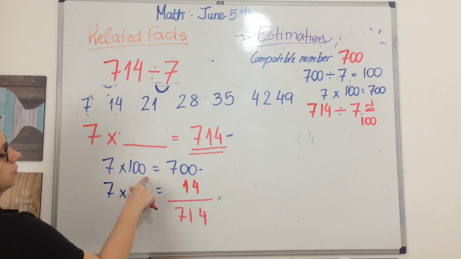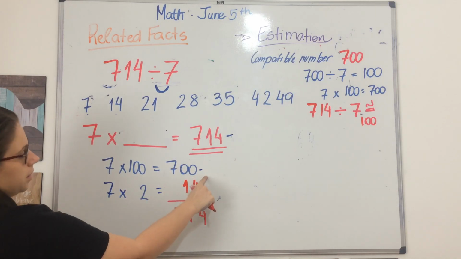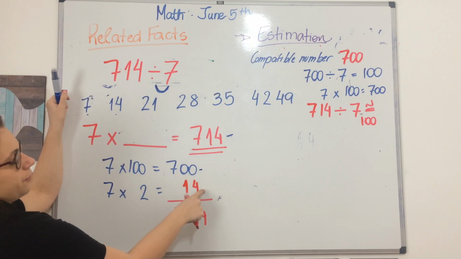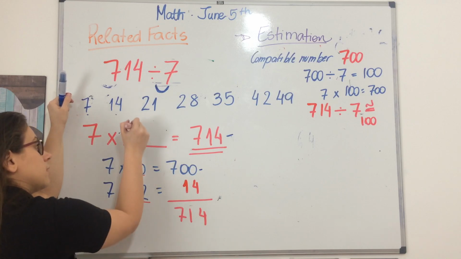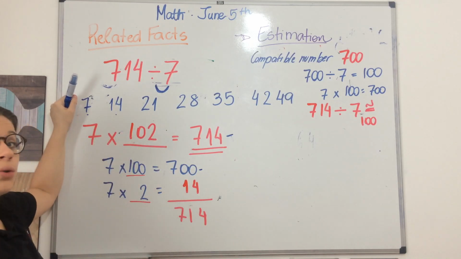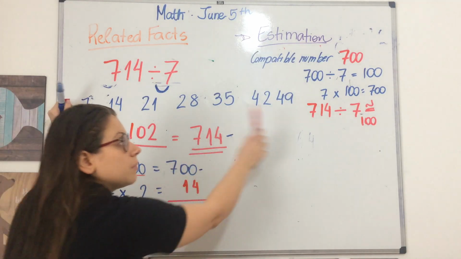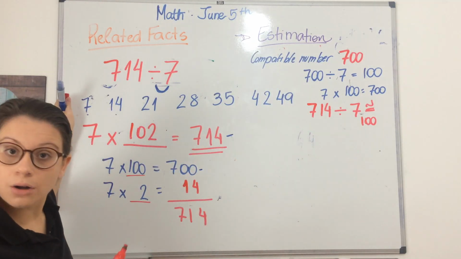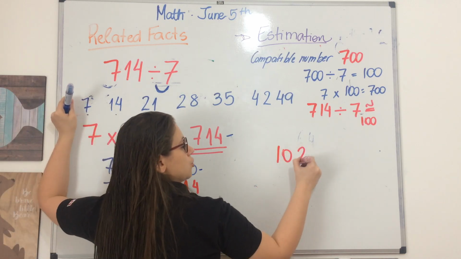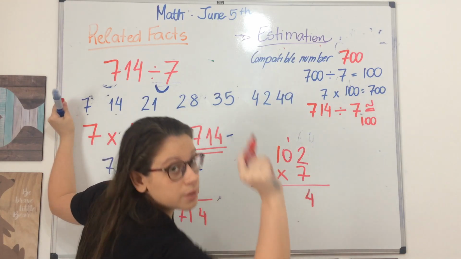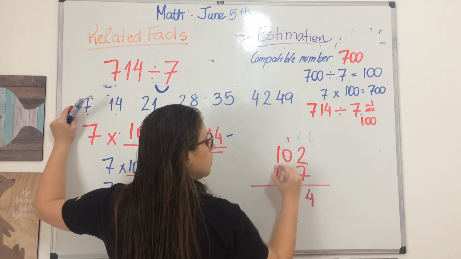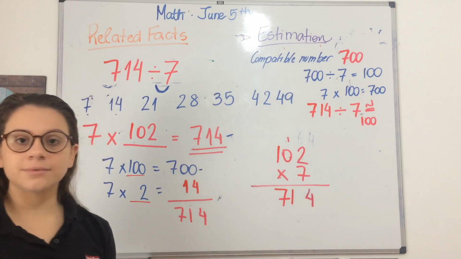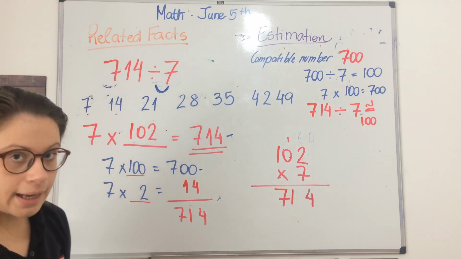If I have 100 groups and I make 700, and if I have 2 groups and I make 14, and together they give me what I want, if I put these groups together, I found 102. It is reasonable because of my estimation, but I can always check. 102 times 7, 14. 7 times 0, 0, plus 1, 1. 7 times 1, 7.